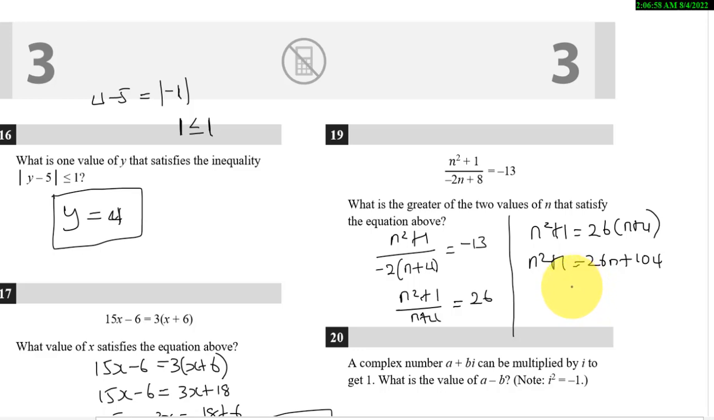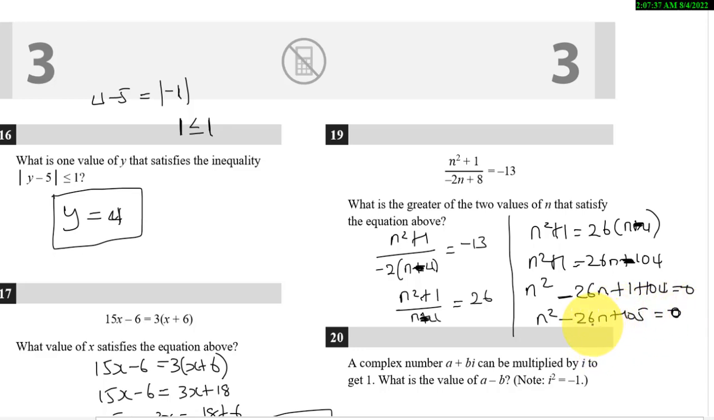Alright, I hope I've not left out something. Oh, no. Factorizing through by negative 2 should leave this as a negative 4. Yeah, this should be a negative 4. So this is minus 104. Okay, so we're going to equate the whole expression to 0. So this means everything comes this way: n squared minus 26n plus 105 is equal to 0.